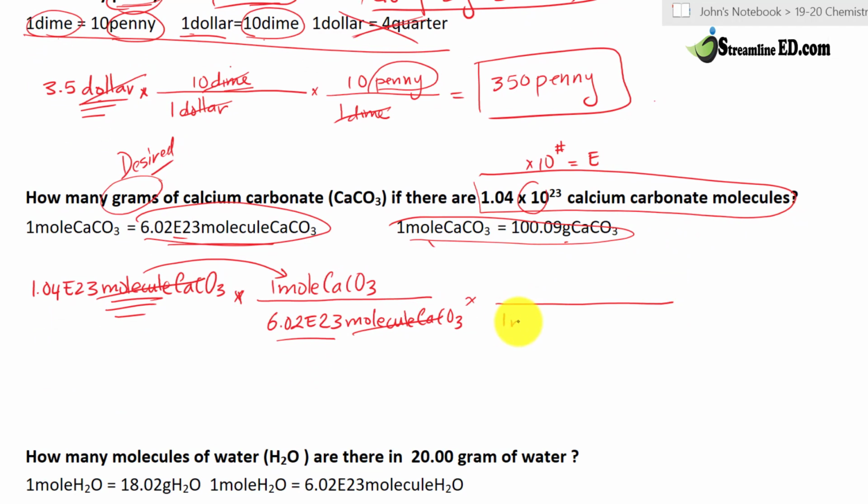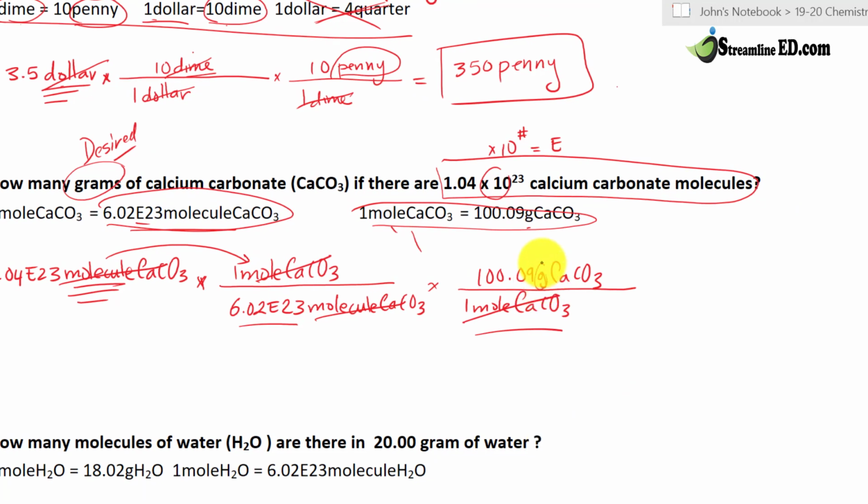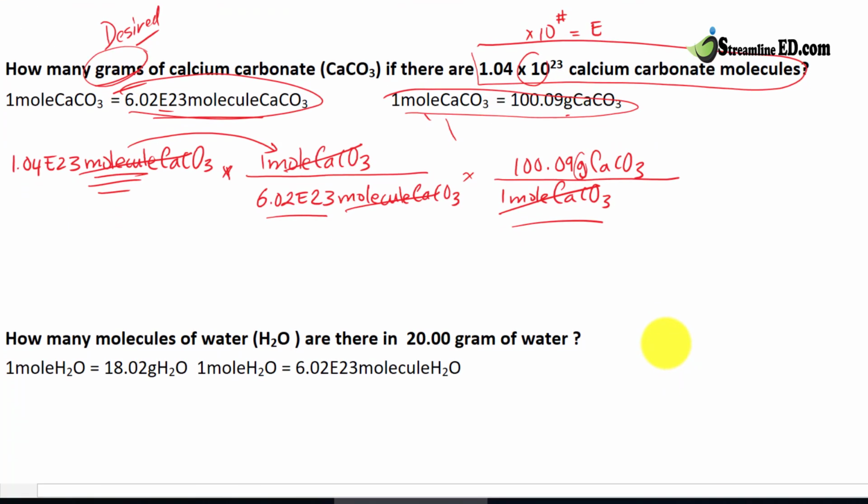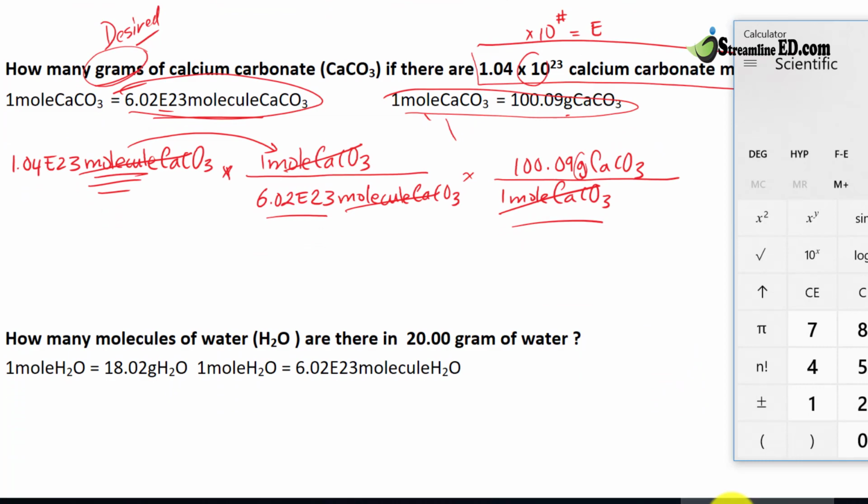We have 1 mole of CaCO3, calcium carbonate. And the mole part is on the bottom. This part must be on top. So 100.09 grams of calcium carbonate. And look what happened to the mole. It canceled out. And now we have our grams, which is exactly what we're looking for. We are done. So the next part is we're going to use a calculator and multiply everything on top, divide everything on the bottom.